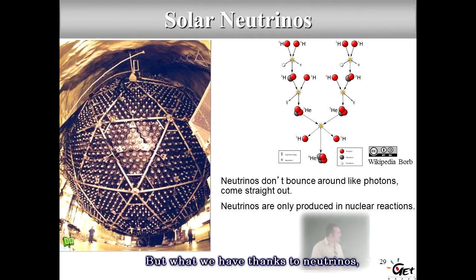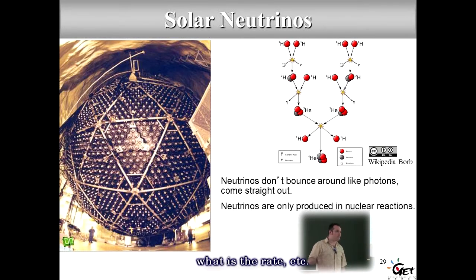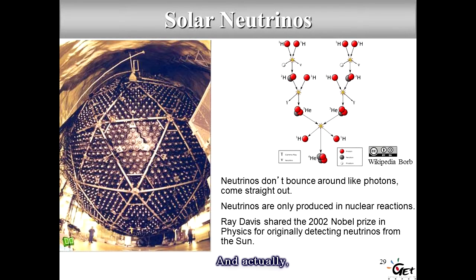But thanks to neutrinos coming from the Sun, we have a direct probe of the nature of the nuclear fusion inside it, where it happens, how fast it happens, what the rate is, etc. So by studying the neutrinos, we probe the internal part of the Sun. That's more or less how we know the temperature at the center of the Sun. And actually, the first solar neutrinos were detected in the late 90s, and Ray Davis, an American physicist, got the Nobel Prize in 2002 for detecting the neutrinos from the Sun.